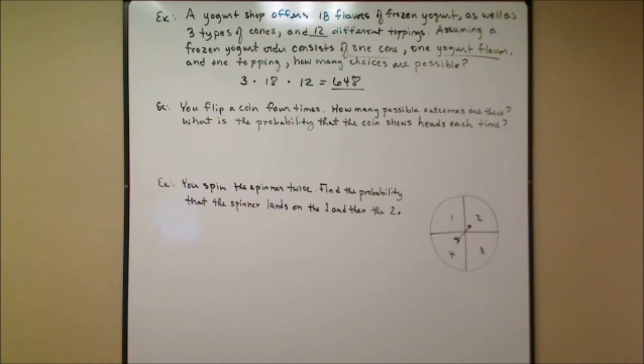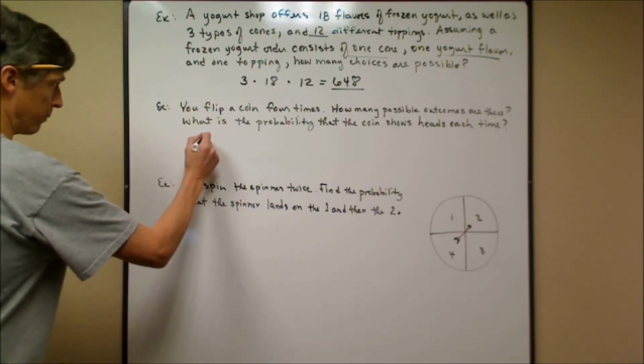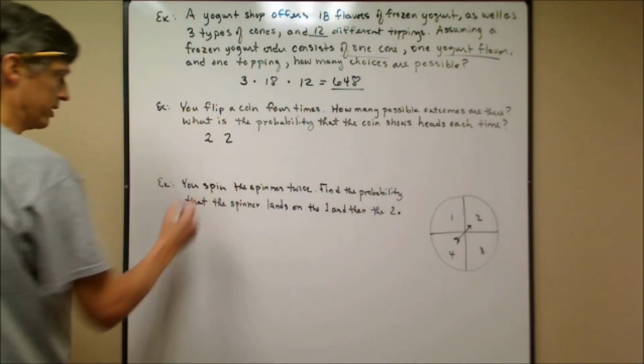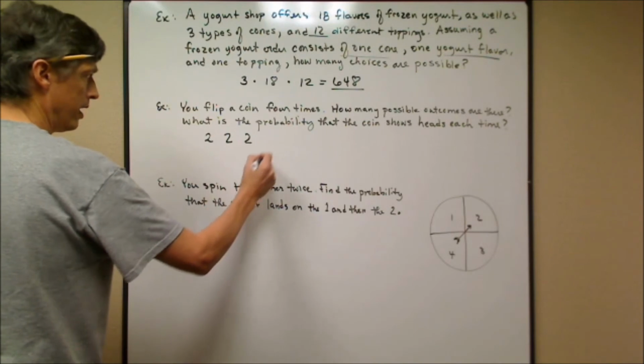All right, now we're going to use the principle of counting to help us with a couple of probability questions. First one, you flip a coin, a fair coin, 4 times. How many possible outcomes are there? And then what is the probability that the coin shows heads each time? So let's answer the first question. How many possible outcomes are there? Well, the first time you flip the coin, there are 2 possible outcomes. It's heads or tails. The second time, the third time, and the fourth time.